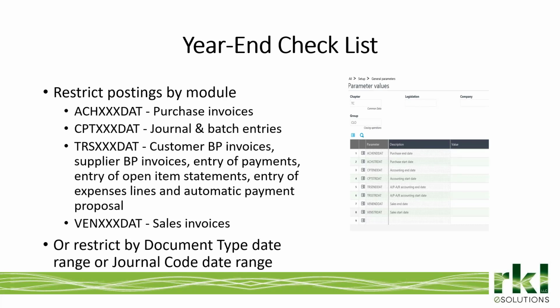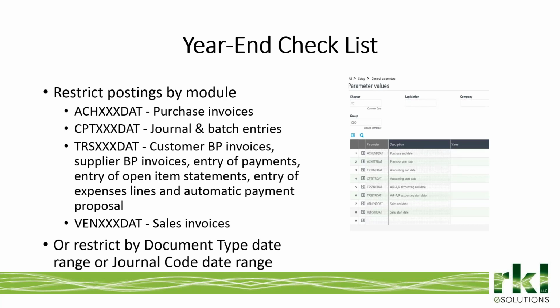They're up on the screen here. You're going to need to go into Setup, General Parameters, Parameter Value, and then within this chapter of TC that I'm hovering my mouse over here, that's the chapter you're going to select, the group of CLO, and then these are just some parameters available to you. Those that start with the XXXs are just placeholders because you can be both a start date or an end date, and they're indicated with the STR or an END. So your purchase invoices are the ACH, your journal and batch are CPT, etc. So that is one way that you can lock your system down when you haven't yet closed it and don't want people to post to it.